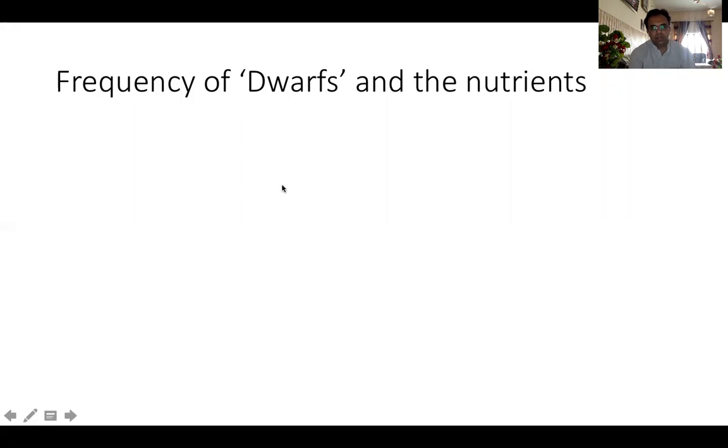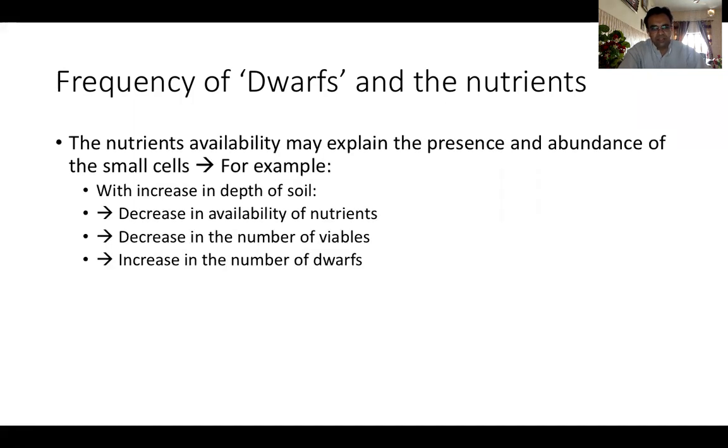So the frequency of dwarfs and the nutrients are very much related. I can give you two scenarios as an example. First is nutrient availability and its relationship with the abundance of small cells. For example, if we increase the soil depth, we see a decrease in availability of nutrients. At the same time, the number of viable cells also decreases, and the number of dwarf cells increases. So we see that with a decrease in nutrients, the number of dwarf cells increases.